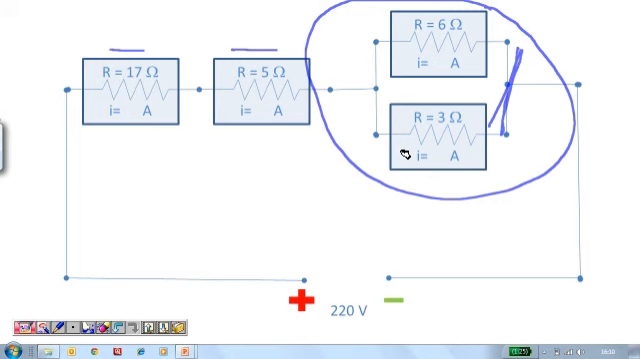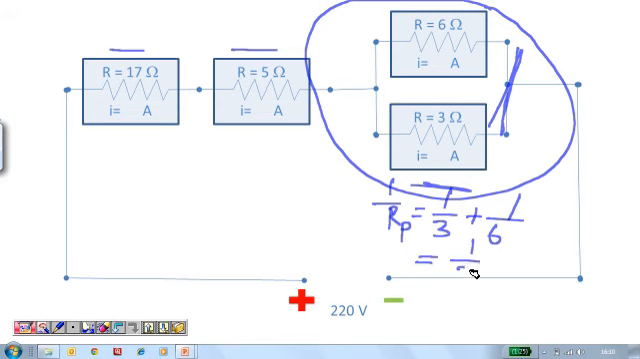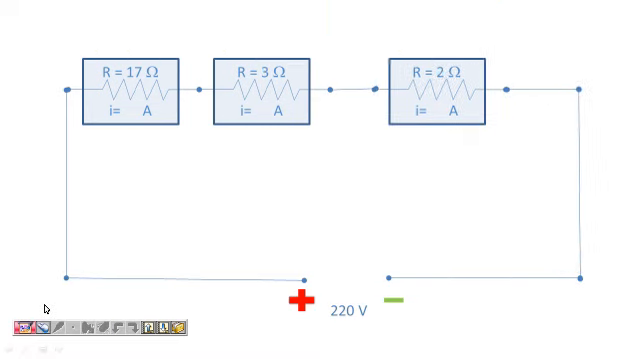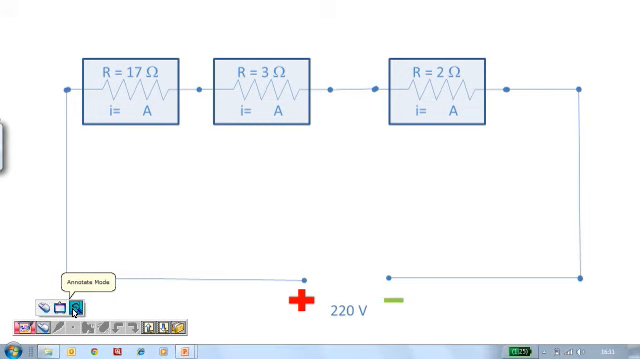The effective resistance here would be 1 upon Rp is equal to 1 upon 3 plus 1 upon 6, and you can do that calculation and it shows 1 upon 2, which means Rp is equal to 2 ohms. Right? So now this circuit can be replaced by a resistor of 2 ohms. Let us see the net impact of that calculation.